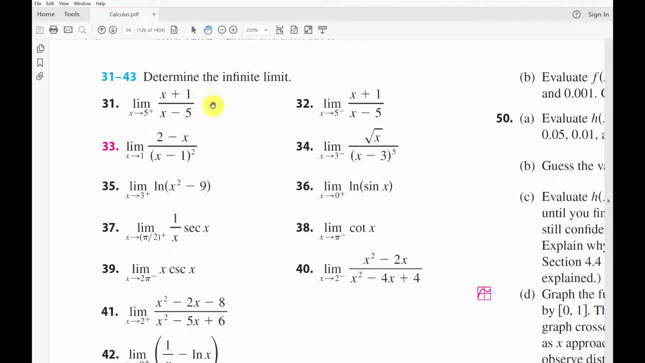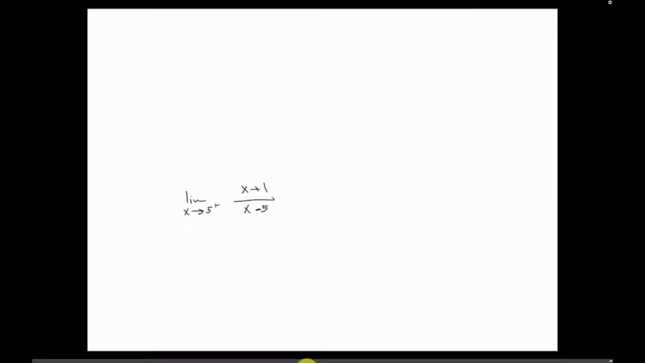Now we're going to solve some examples regarding the infinite limit. And we're going to learn about the infinite limit. So first we're going to start with question 31, which says: limit as x approaches 5 from the positive side, or from the right side, of (x plus 1) over (x minus 5). So let's go and solve it.